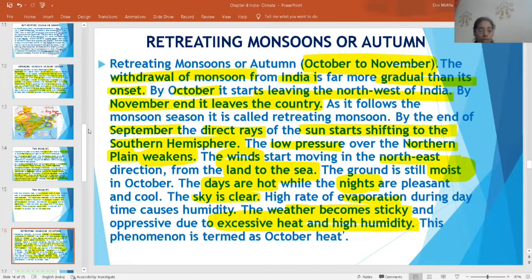So it will become moist. The days will become hot. Nights are cool. The sky is clear. Evaporation is high, so humidity will also be high. The weather will become sticky, very hard to bear. This is known as October heat.